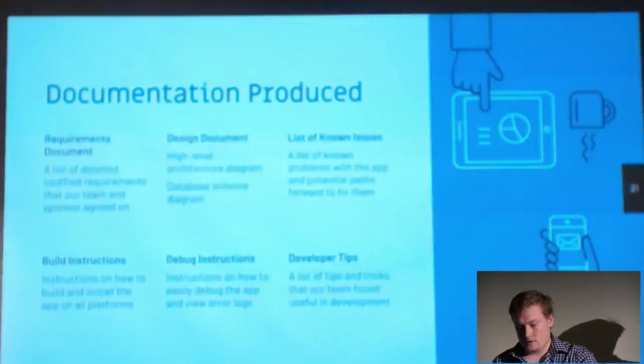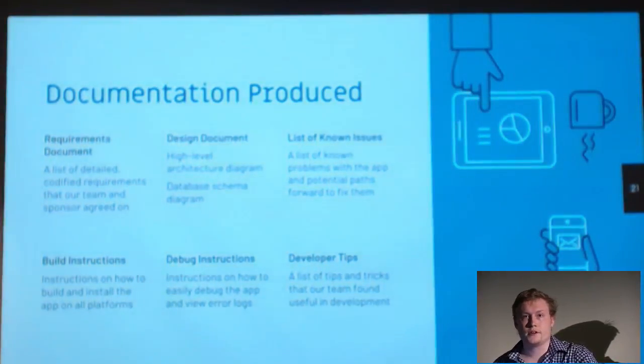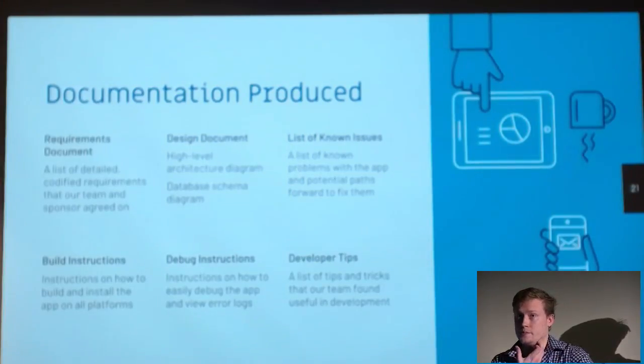So, first of all, we produced some documents throughout the life cycle of the project. Requirements document, design document. These will be delivered to the sponsor at the end. Along with that, we're currently compiling a list of known issues to give to the sponsor. That'll be a description of what the issue is and how they might be able to mitigate it or fix it. And finally, we'll have a comprehensive document of build instructions, debug instructions, as well as some guidance and some information about how to use Ionic, how our system is set up so that a future team can jump in and get started.